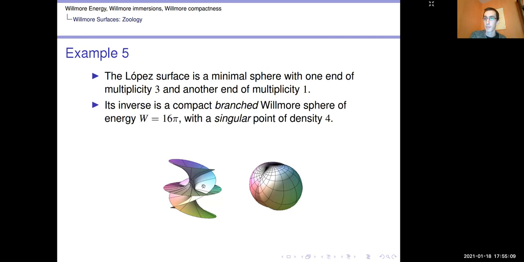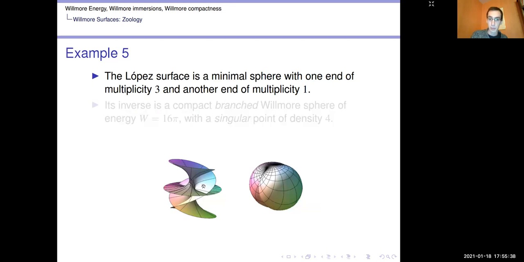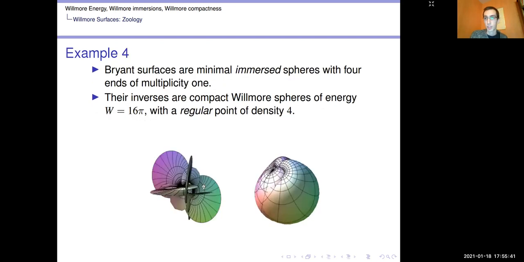So when I take the inversion, I have a branch Willmore sphere, energy still 16 pi, with a point of density 4, so crossed by 4 sheets. But this time, when we try to split it, we're going to obtain one branch point of multiplicity 3, so 3 sheets which are intertwined and that we cannot unknot, and one simple sheet which comes from a regular point of multiplicity 1. So the comparison between those two cases, I think, shows you what kind of mixing and matching you can do between branch points and simple points, and how wide an array of solutions of Willmore surfaces you will have.